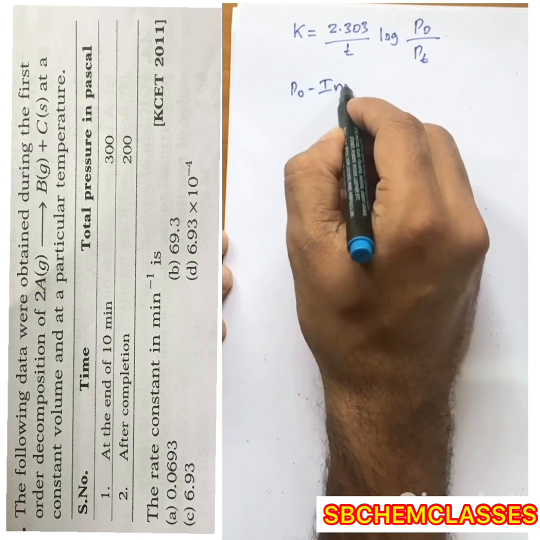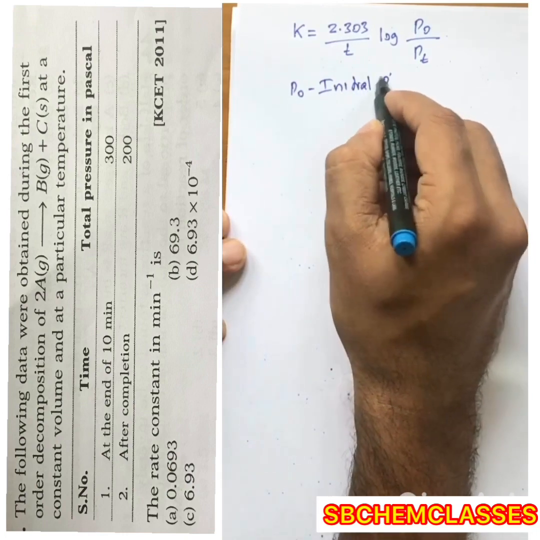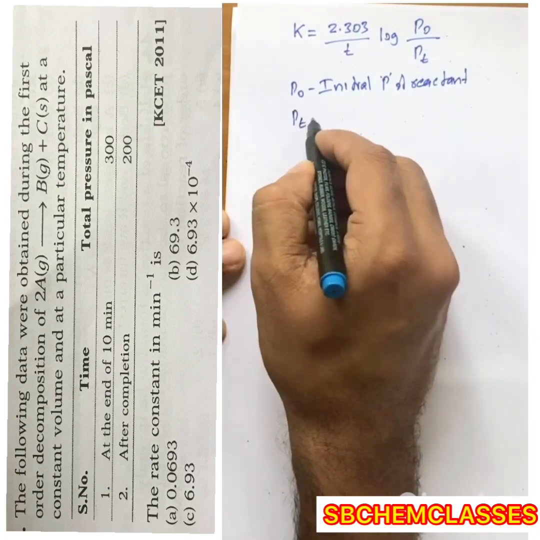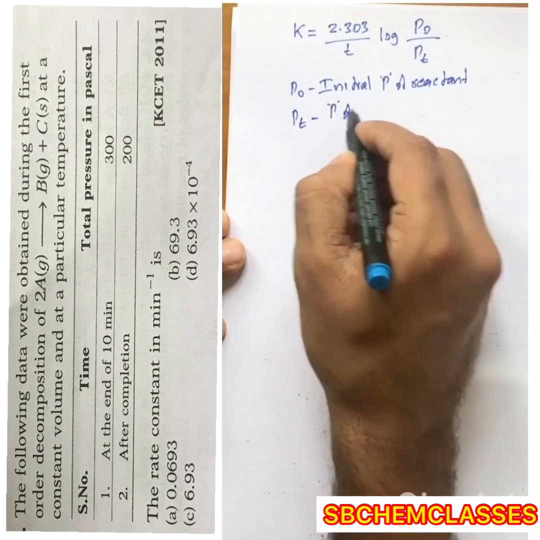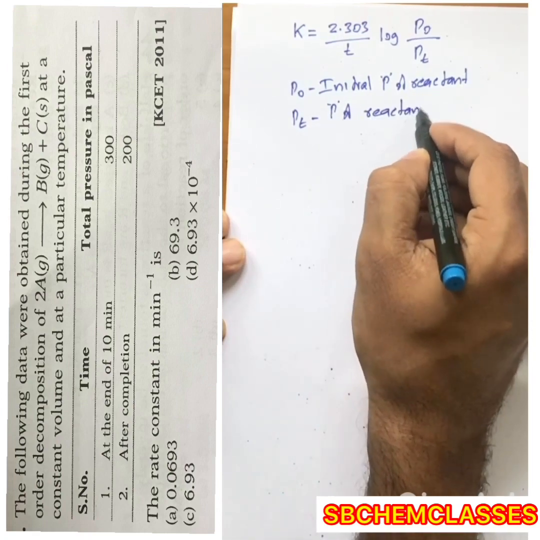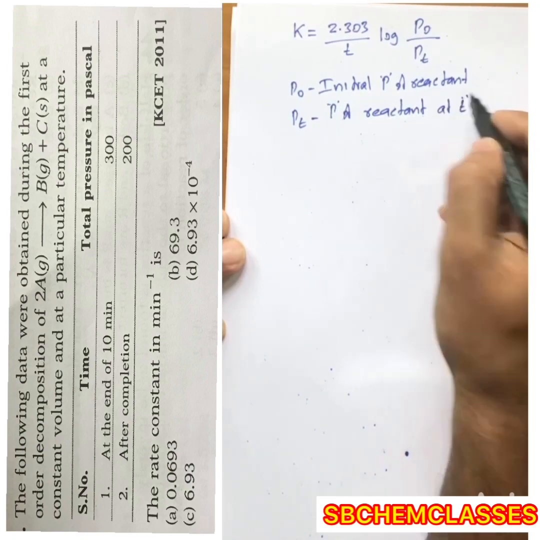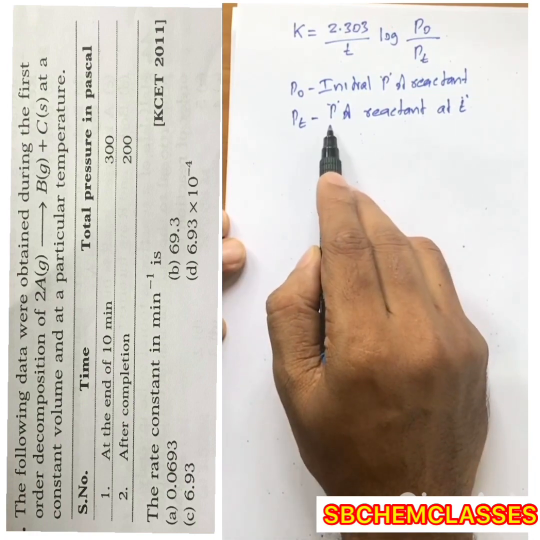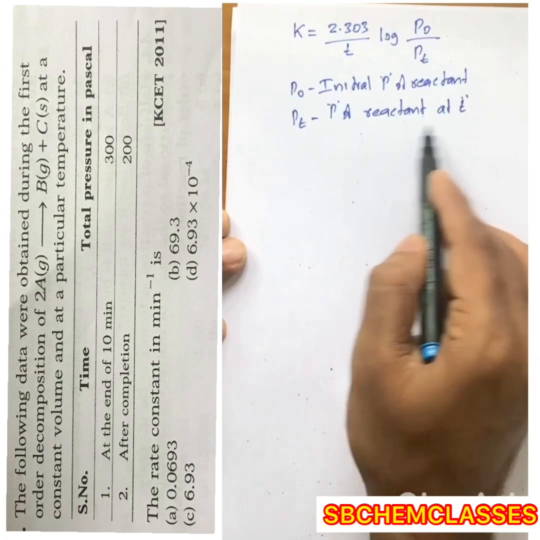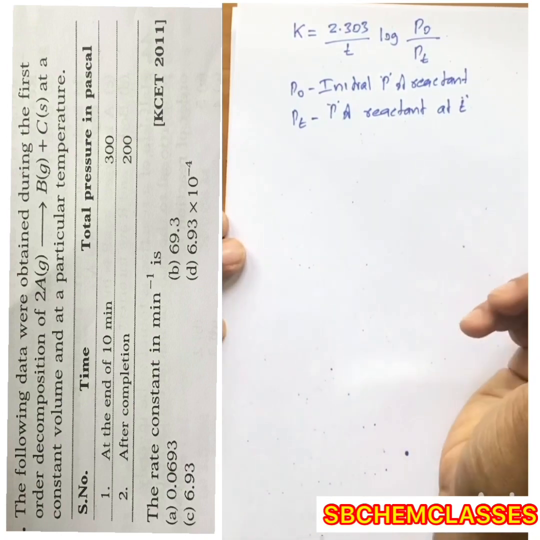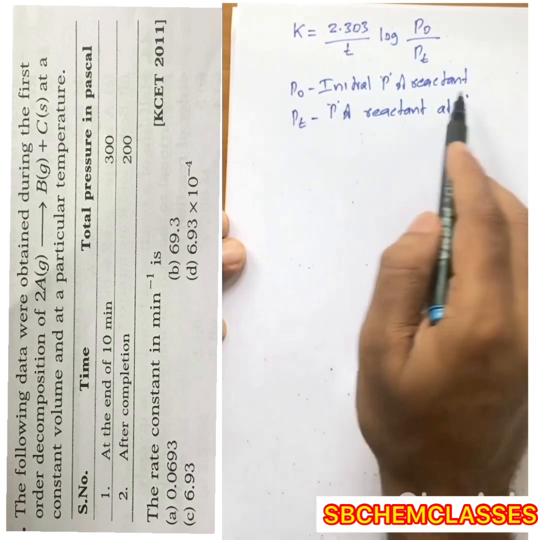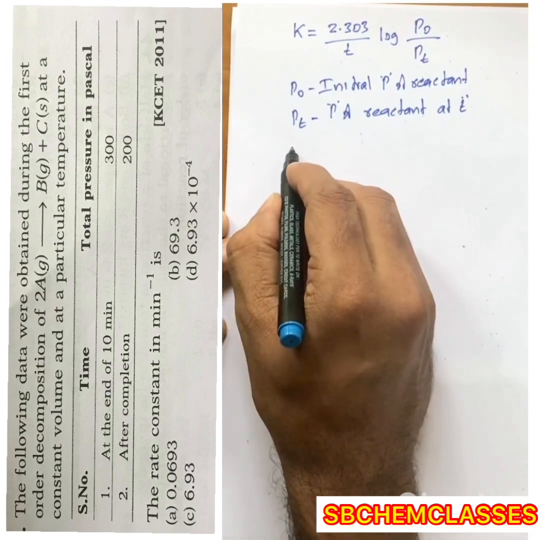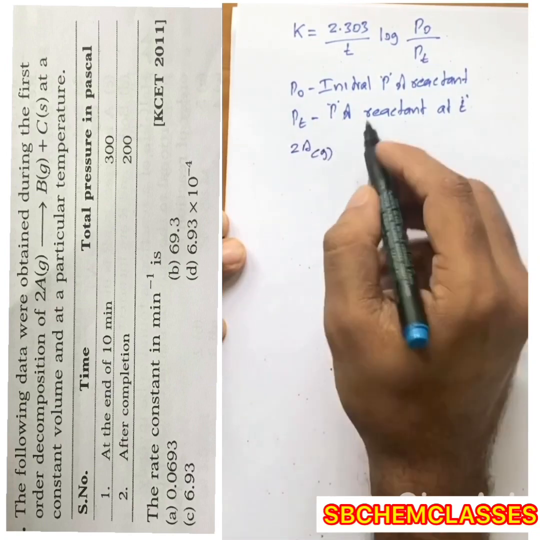P0 is the initial pressure of reactant. Pt is the pressure of reactant at a time t, not the total pressure. In this question, the initial pressure of reactant and the pressure of reactant at time t are both not given, but we can calculate both from the reaction.